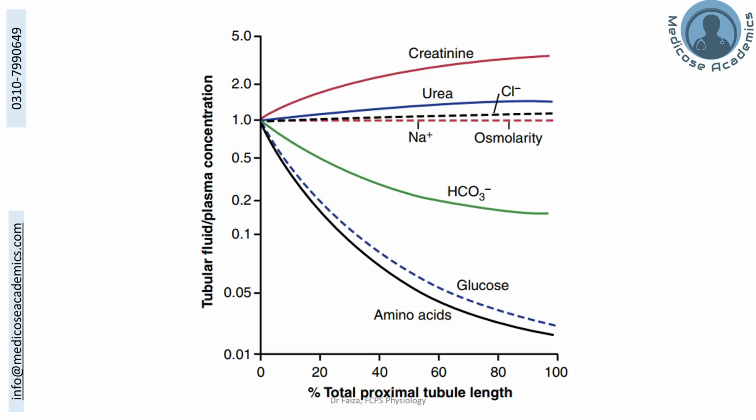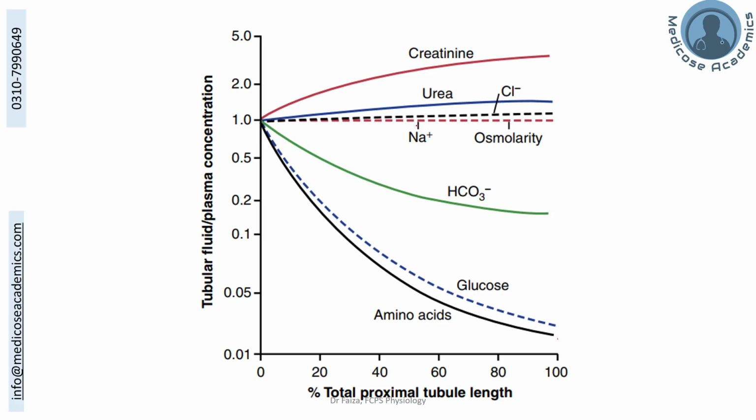This is showing the tubular fluid to plasma concentration across the length of the proximal convoluted tubule, which is increasing for the substances which are not being absorbed much and decreasing for the substances which are being completely absorbed. For example, amino acids and glucose are completely absorbed in the proximal half of the PCT, so their tubular fluid to plasma concentration is much lower by the end of the proximal tubular length, and the same goes for bicarbonate.